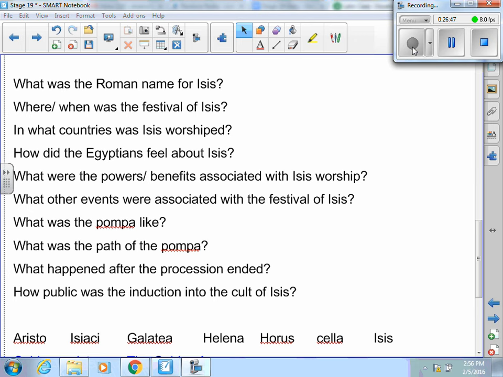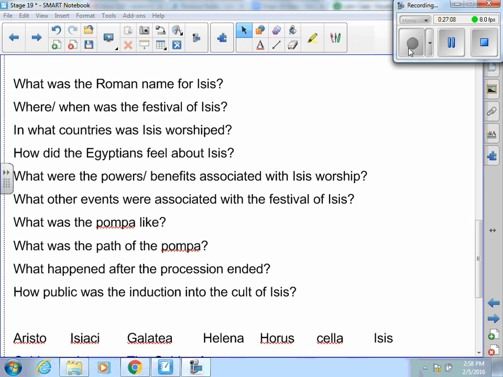How public was the induction into the cult of Isis? The initiation was very private. I would akin it to the vision quest of the Native American, where they had to go out and find their own way to worship Isis. Many of them believed during their induction process that they actually visited or saw the goddess Isis.